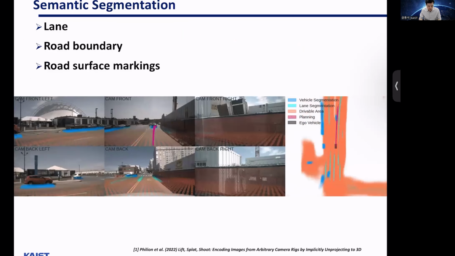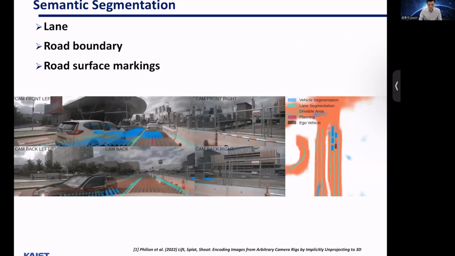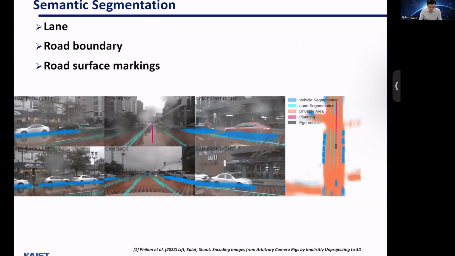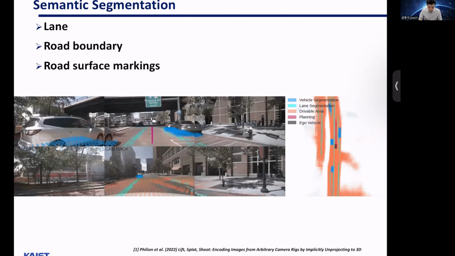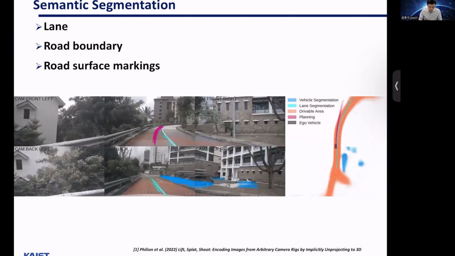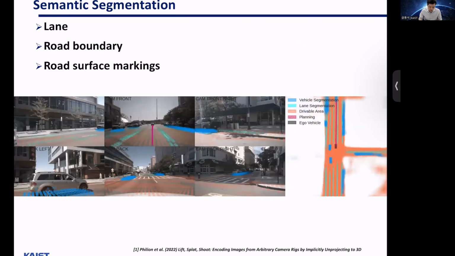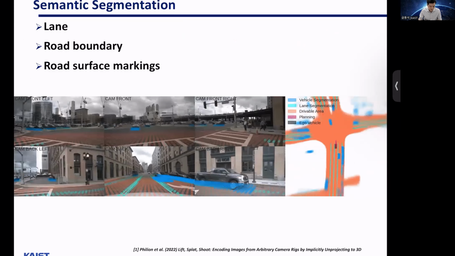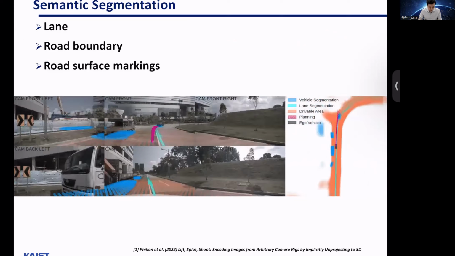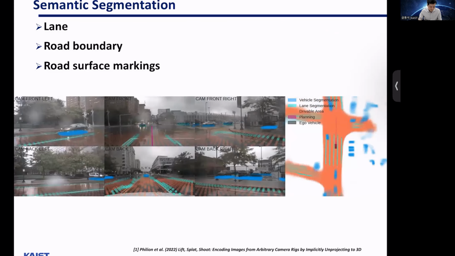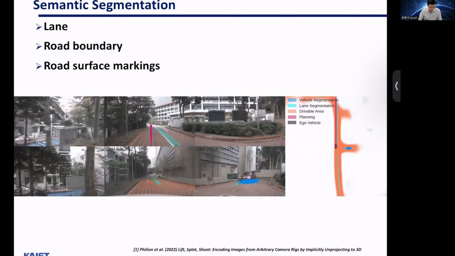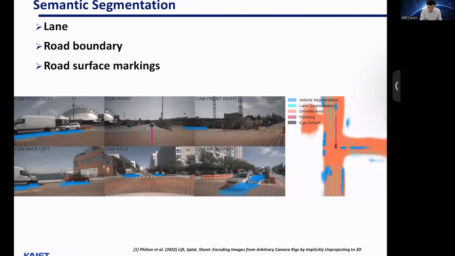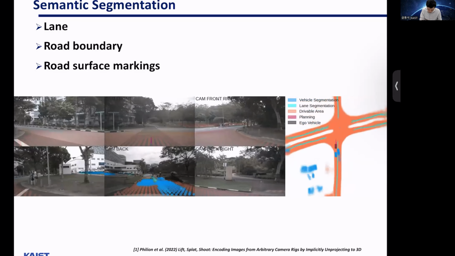So for semantic segmentation, this is just one example illustrating what types of semantic information we need to obtain from the bird's eye view semantic segmentation task. Here we have mainly three types of objects: lane, road boundary, road surface markings. In fact, there's this drivable area as well.